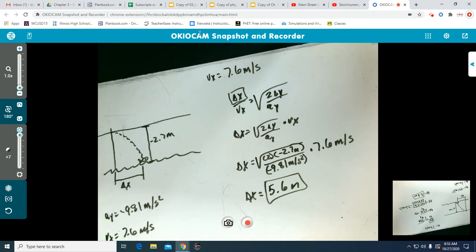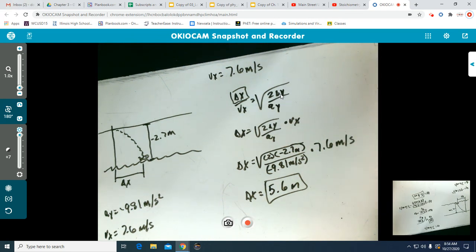All right, so really the only other variable that you might need to solve for would be the vertical displacement. And you just follow the similar rules that you would anytime you have to rearrange anything.